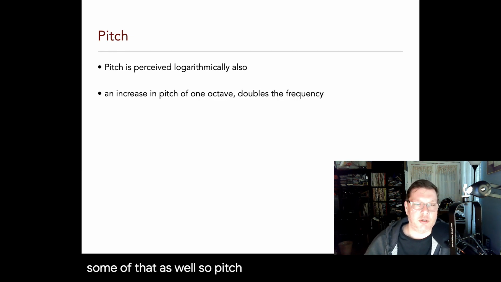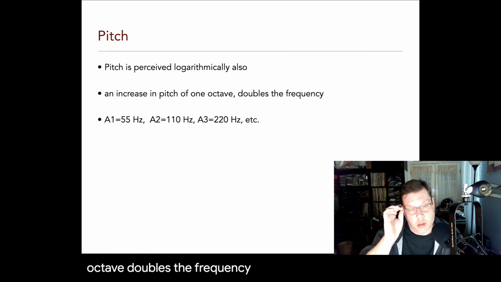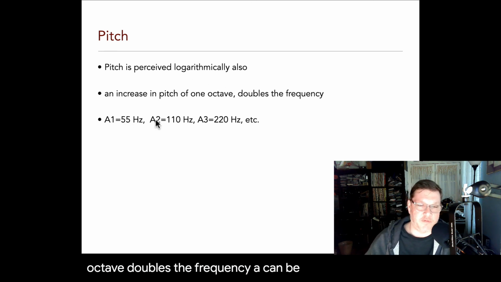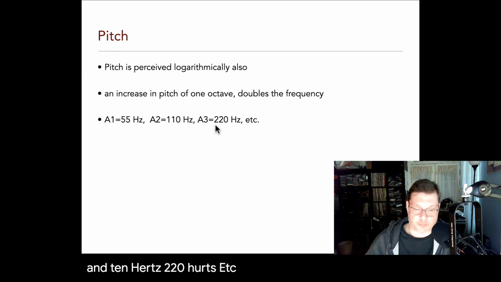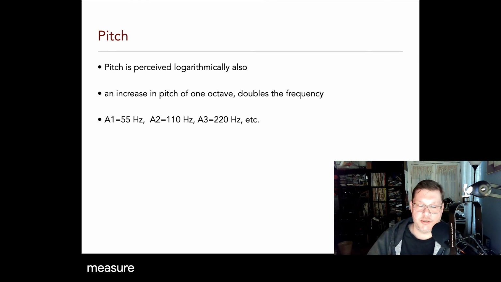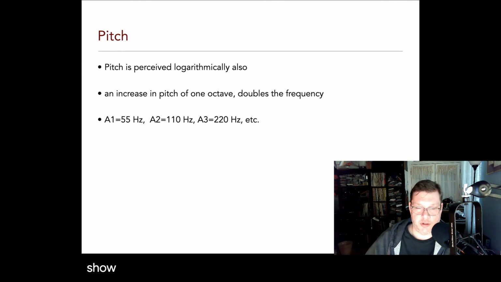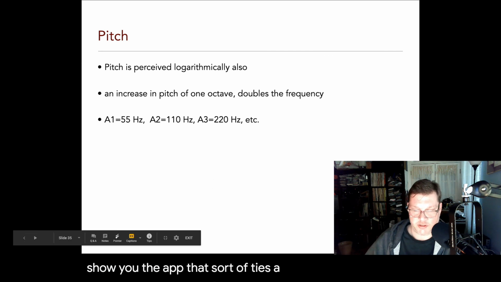So pitch is also perceived logarithmically. We talked about that. An increase of 1 octave doubles the frequency. So A can be 55 hertz, 110 hertz, 220 hertz, etc. So we measure loudness in decibels. That's a measure of sound pressure level. We measure pitch or frequency in hertz. And in the next video, I'm going to show you the app that sort of ties a bunch of these things together that I'll give you to download and play with.